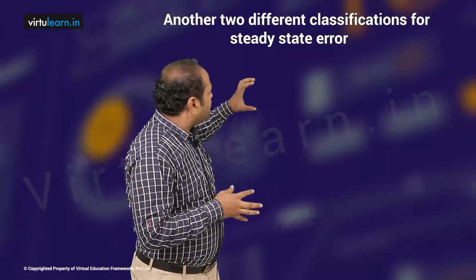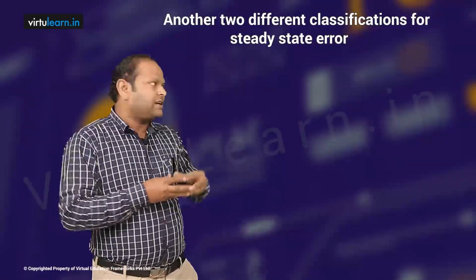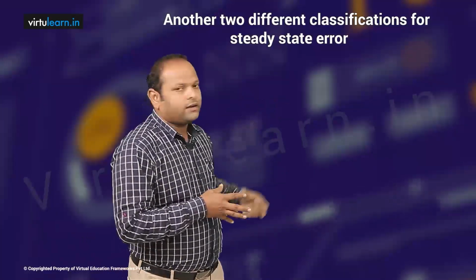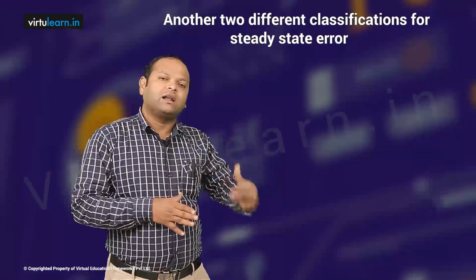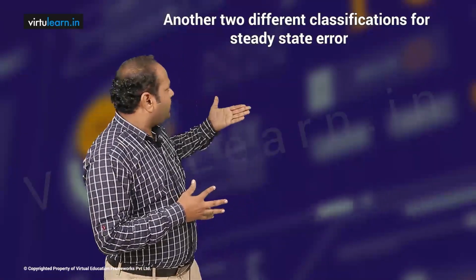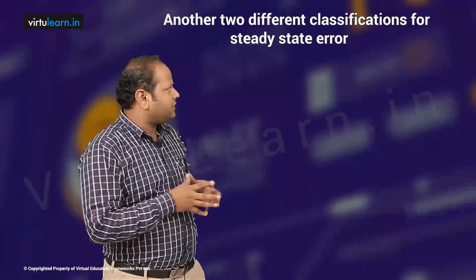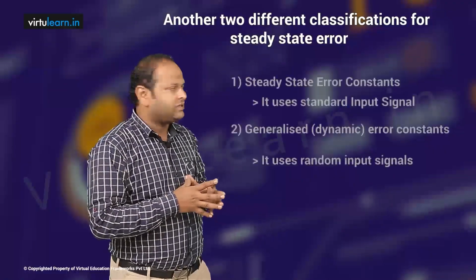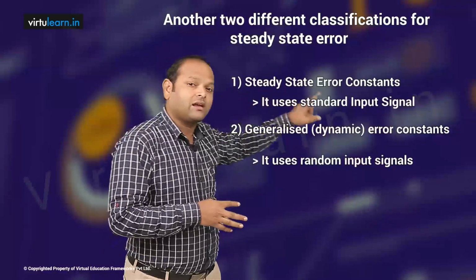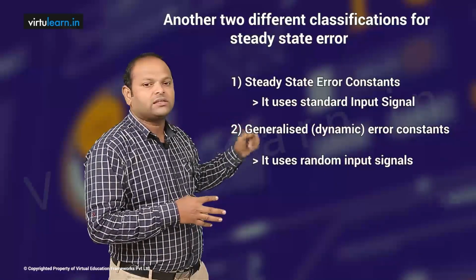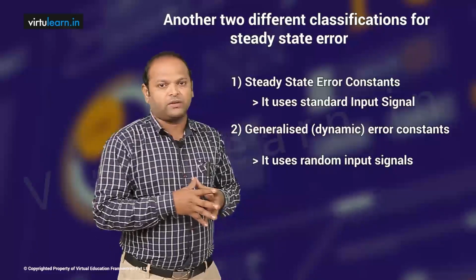Now, steady state error. This steady state error can be obtained two ways with another classification. How can you obtain steady state error? With error constant methods. There are two error constant methods. The first one is the steady state error constant method. The second one is the generalized error constant method.